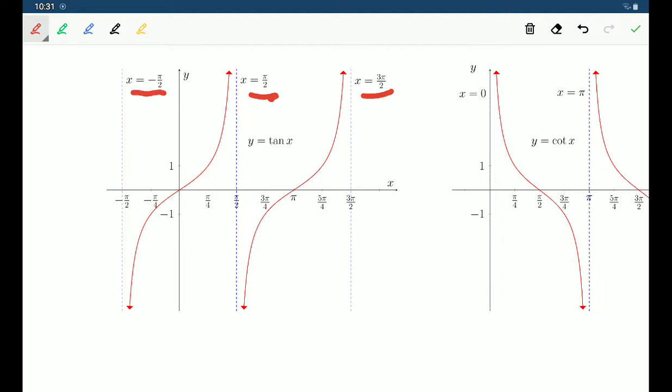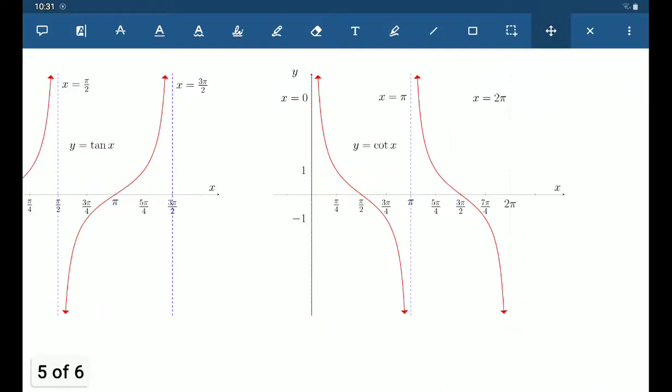Those are all places where the cosine graph would cross the x-axis, so those are all places where the tangent graph has a vertical asymptote. We can also see that tangent is crossing the x-axis at 0 and at pi, and it would cross again at 2 pi and 3 pi. Those are all places where the sine graph crosses its x-axis, and those are all places where the tangent graph crosses its x-axis. And you could say similar sorts of things about cotangent.